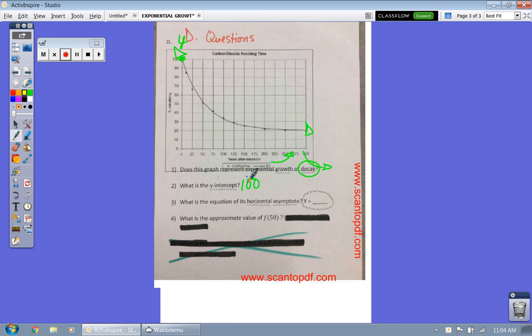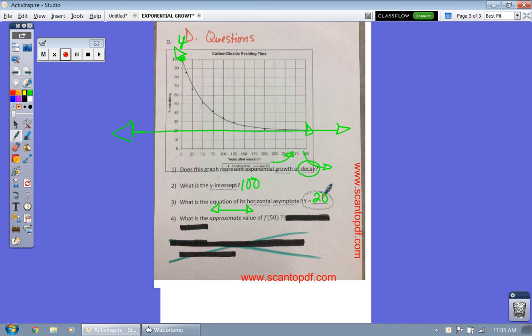What is the equation of the horizontal asymptote? We said horizontal is this direction, so we're going to try to draw a line, in kid-friendly form, what line could I draw that this graph is approaching, or that the graph is sitting on? And it looks like it's approaching 20. And since our line crosses the y-axis, we say y equals 20.